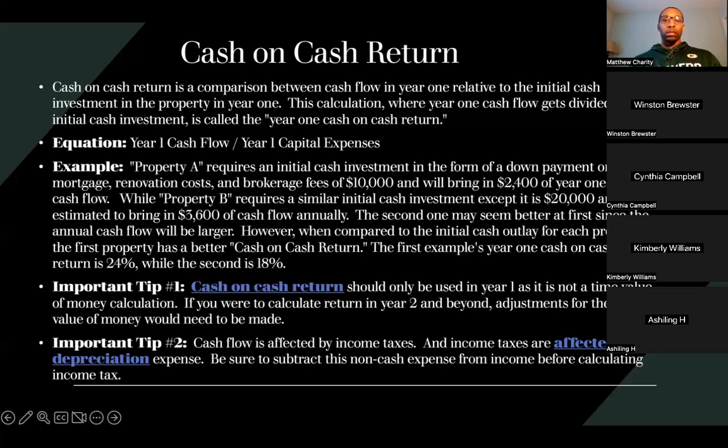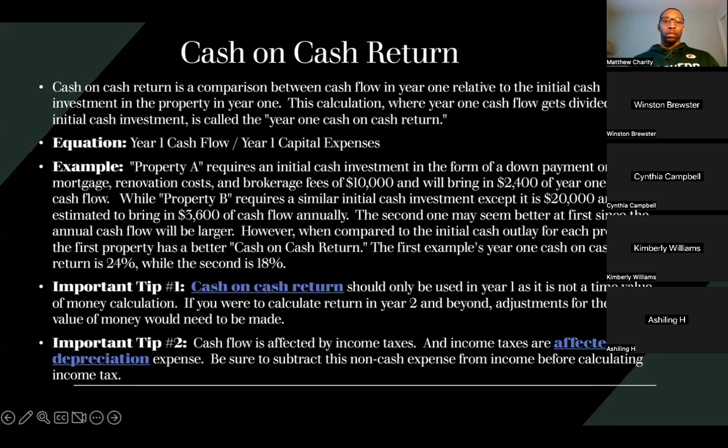Because in your first year, if your mortgage payments every year come up to be $50,000, well, your first year is different, right? Because you not only have your mortgage payments, you had points, down payment, you had more cash outlay in your year one. So the equation is your year one cash flow divided by your year one capital expenses. And there's an example there for you.